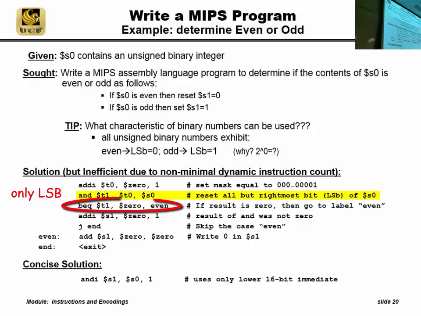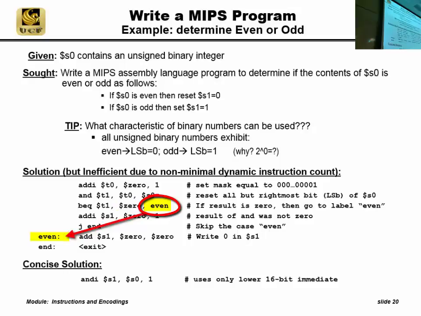It's a skip condition, right? If the least significant bit is a 1, it means it's odd. So if the least significant bit turned out to be a 0, because everything else in the register is a 0, so I'm just looking at the least significant bit. If it's equal to 0, then it must have been an even number. I go to even. I'm going to write a 0 into S1. Why? Because it said to reset it.